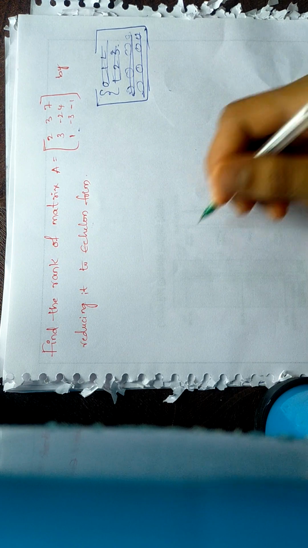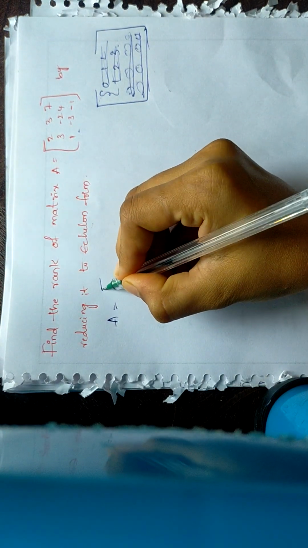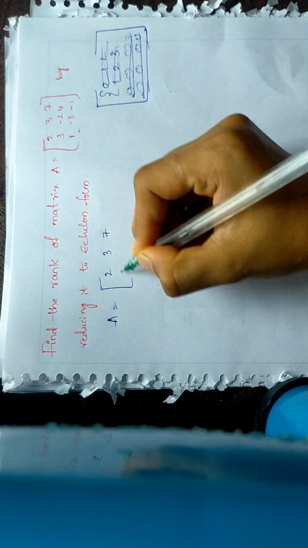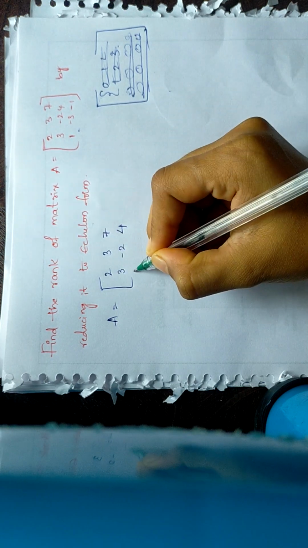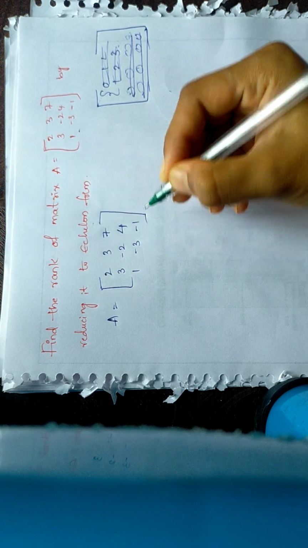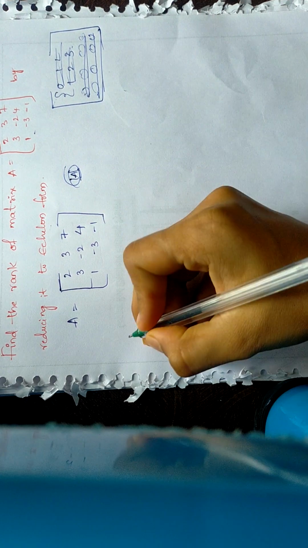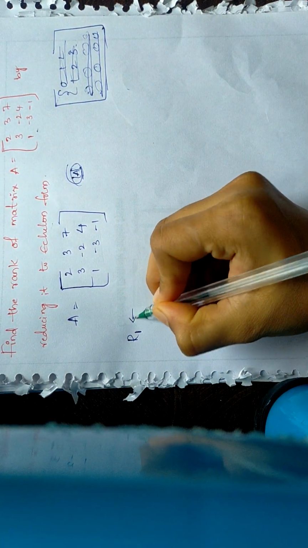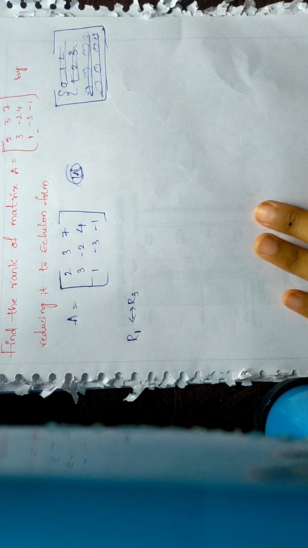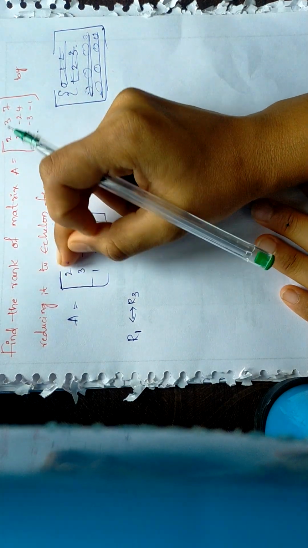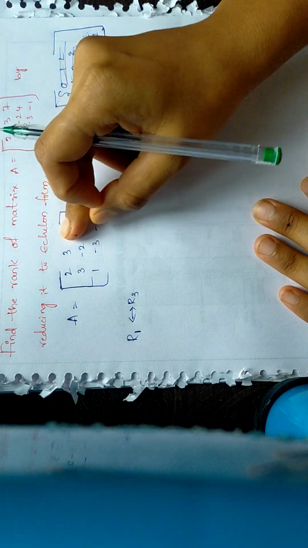Now let's solve this. First we write the given matrix: 2 3 7, 3 minus 2 4, 1 minus 3 minus 1. You can find the rank for this matrix using the normal method also, using the determinant method also, but this is one other method to find it. Now first I will interchange R1 and R3. R1 is interchanged with R3. Why am I doing this? That means you will get R1 row as R3, R3 row as R1.